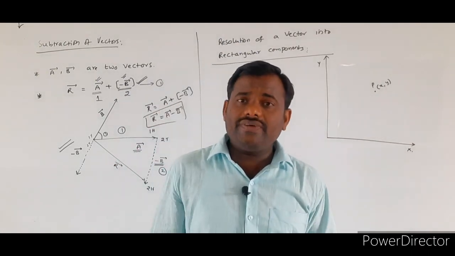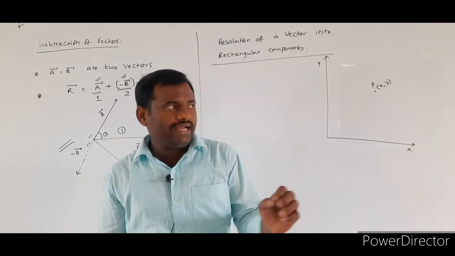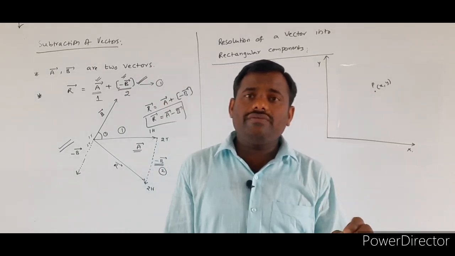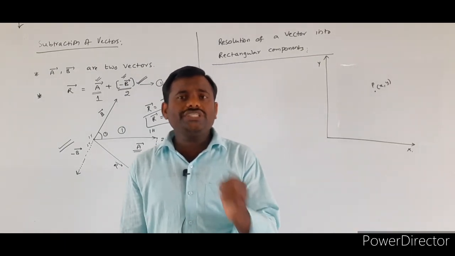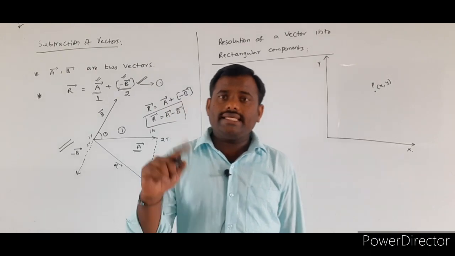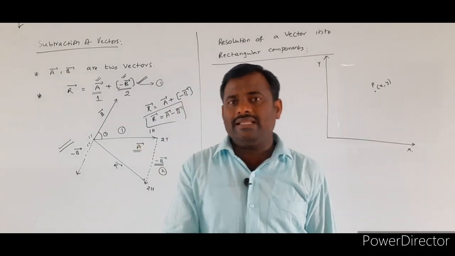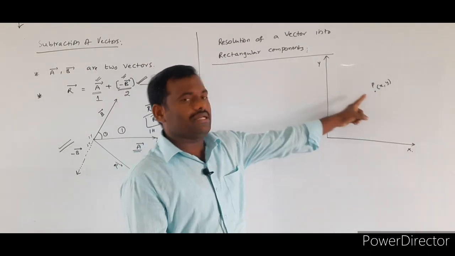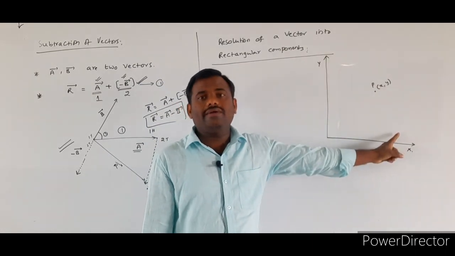In the last lectures, we defined a vector called position vector. What is that? Position vector is a vector which describes the position of a given particle whenever it is placed in the given plane.